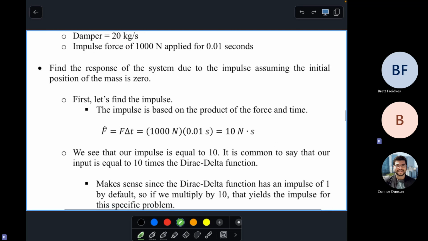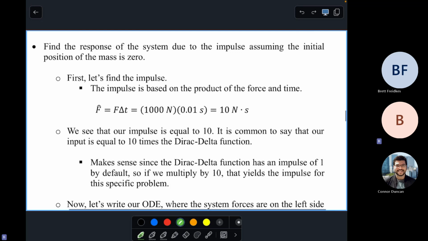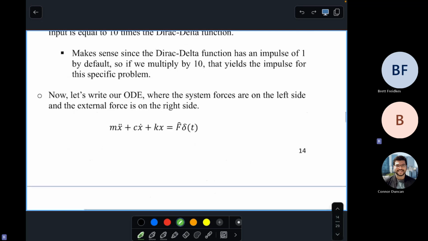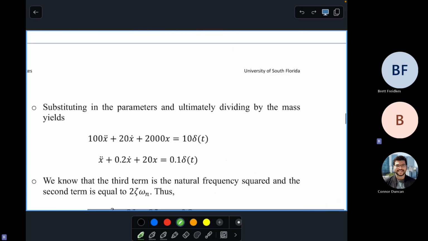We see that this product is 10. The way that we can write that as a differential equation is to say that we will have m x double dot plus c x dot plus k x is equal to 10 times the Dirac-Delta function. Right? The Dirac-Delta function has an impulse of 1. This problem had an impulse of 10. Therefore, I'll just write the right-hand side as being 10 times bigger than delta. Yes. Thumbs ups. Cool.